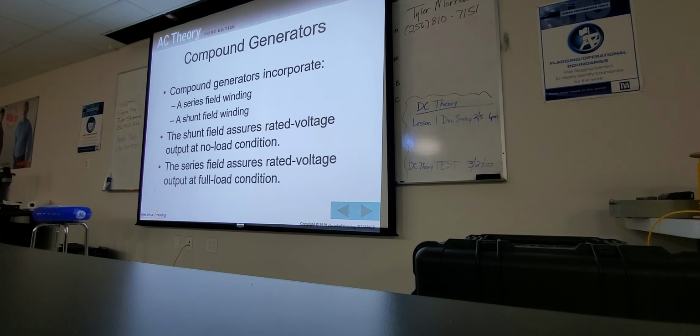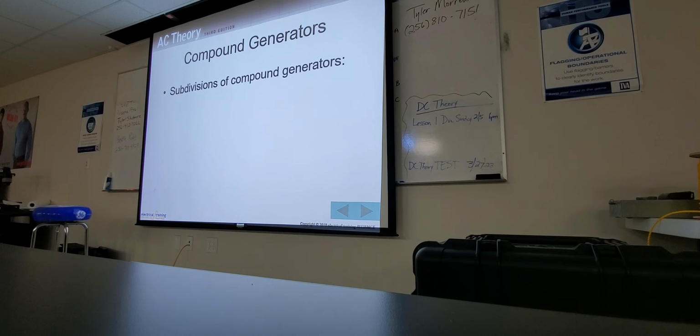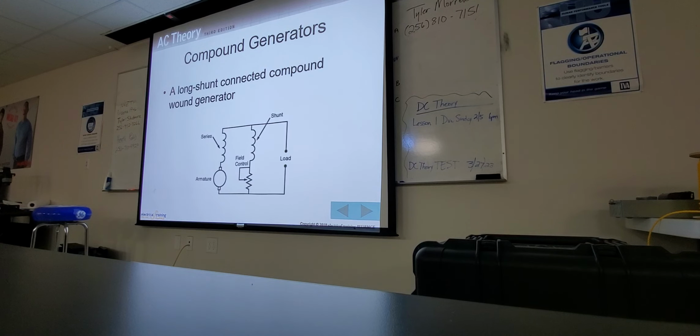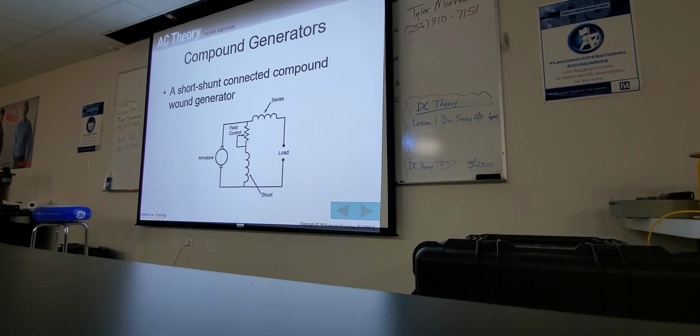Compound generators incorporate a series field winding and a shunt field winding. The shunt field assures rated voltage output at no load condition. The series field assures rated voltage output at a full load condition. There is a long shunt compound generator and a short shunt compound generator.